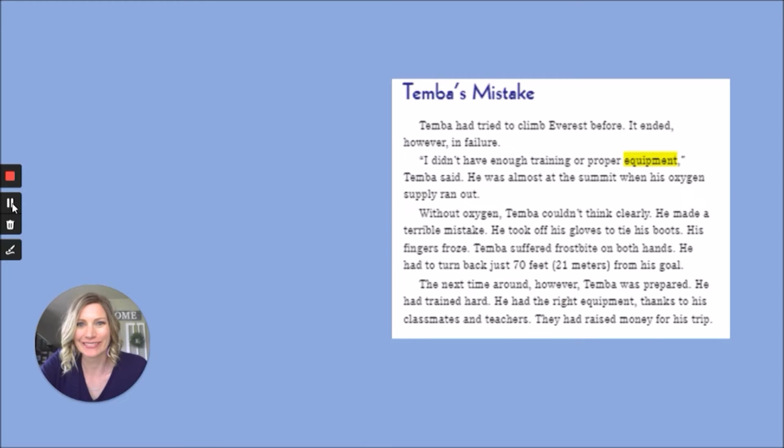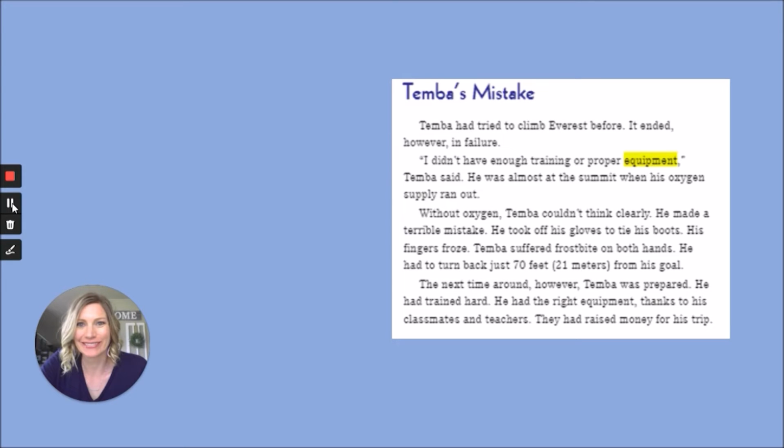Timba's mistake. Timba had tried to climb Mount Everest before. It ended, however, in failure. "I didn't have enough training or proper equipment," Timba said. He was almost at the summit when his oxygen supply ran out. Without oxygen, Timba couldn't think clearly. He made a terrible mistake. He took off his gloves to tie his boots. His fingers froze. Timba suffered frostbite on both hands. He had to turn back just 70 feet from his goal.